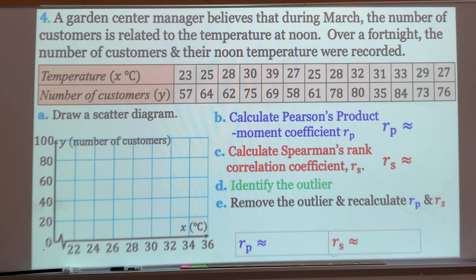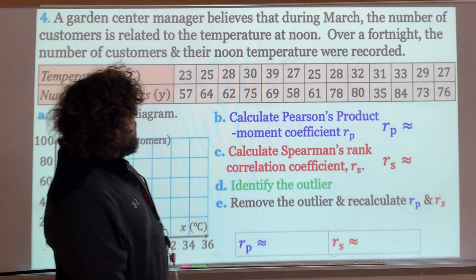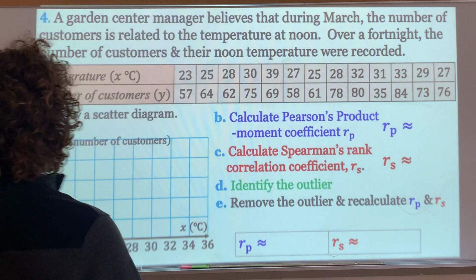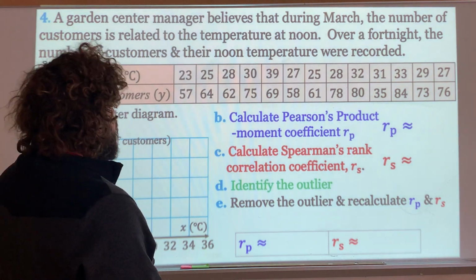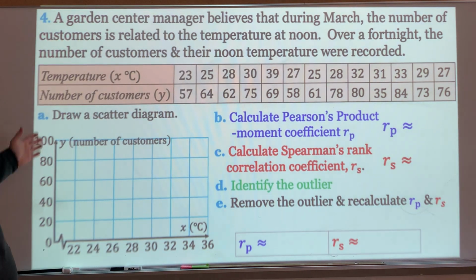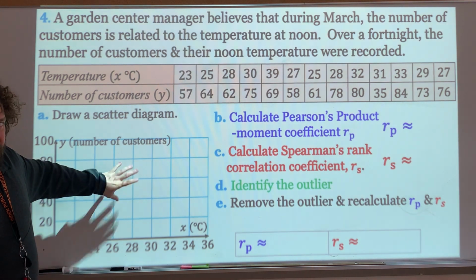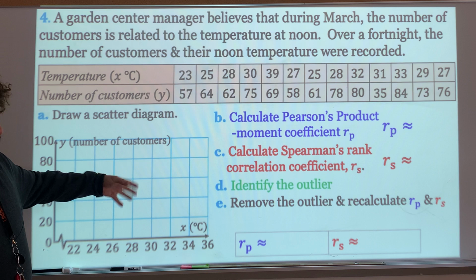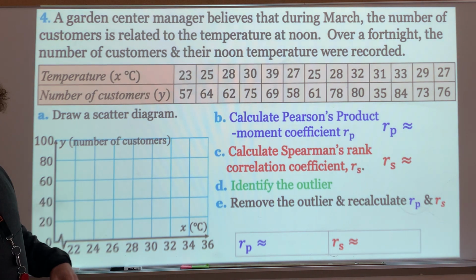A garden center manager believes that during March, the number of customers is related to the temperature at noon. Over a fortnight, the number of customers and their noon temperature were recorded. There you go. Draw the scatter diagram. If you want to cheat, you can type the diagram into your calculator and just transpose it.